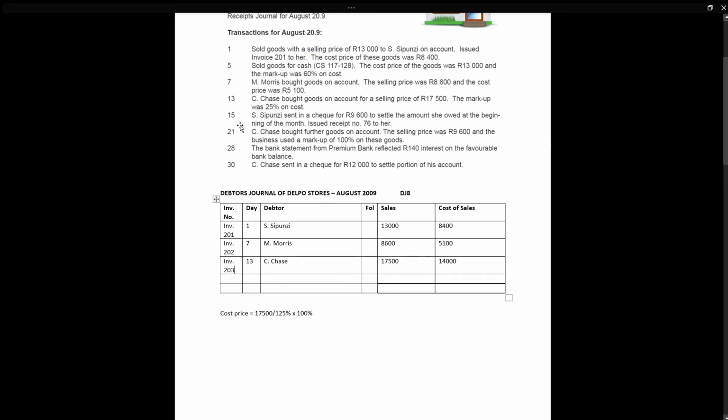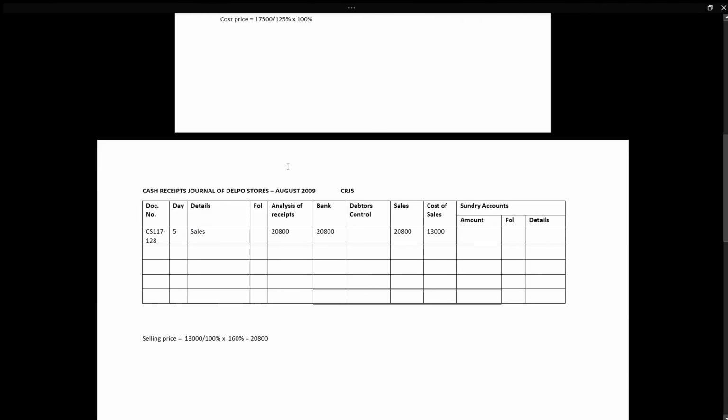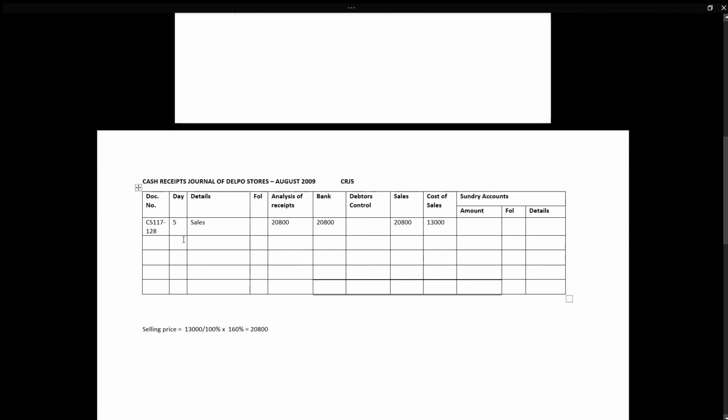Right, on the 15th, A. Simpunzi sent a check for 9,600 to settle the amount she owed at the beginning of the month. Issued receipt 76 to her. Okay, let's go and fill that in. So we issued receipt 76 to her. That will be our source document. Therefore, receipt 76. It took place on the 15th.